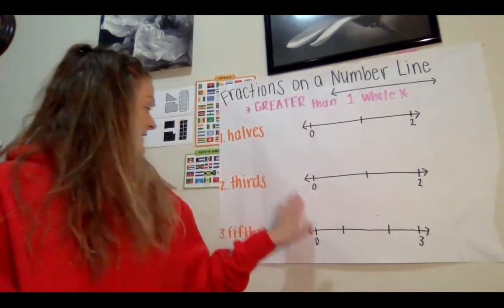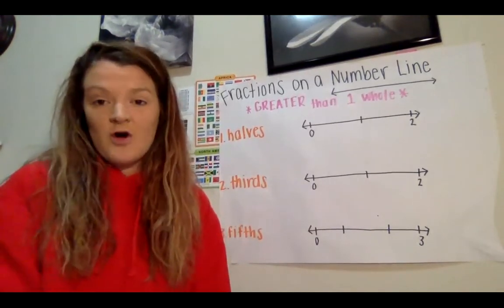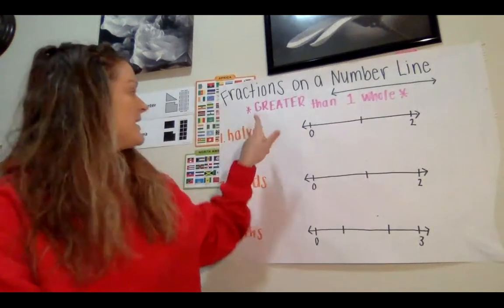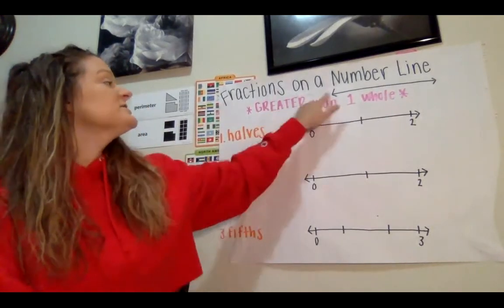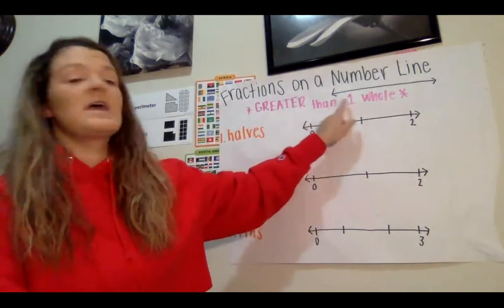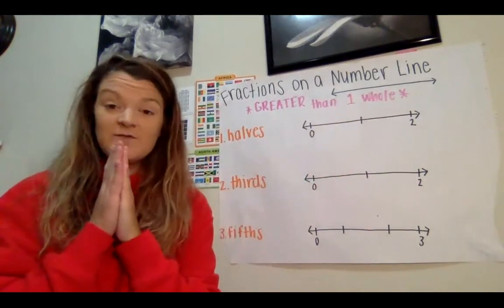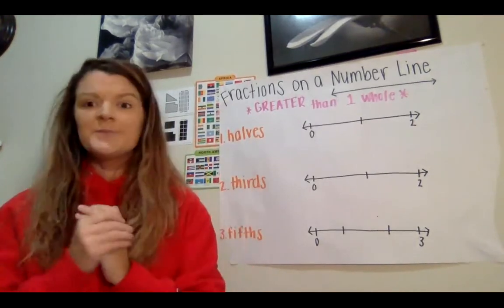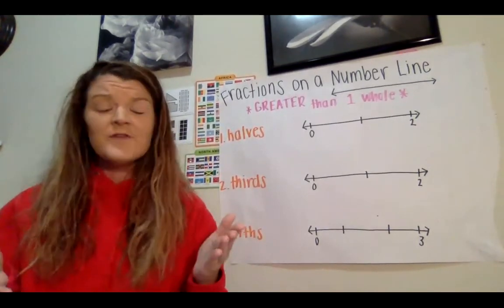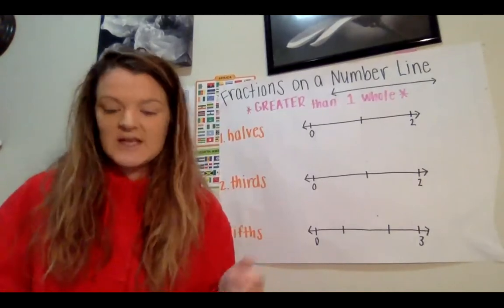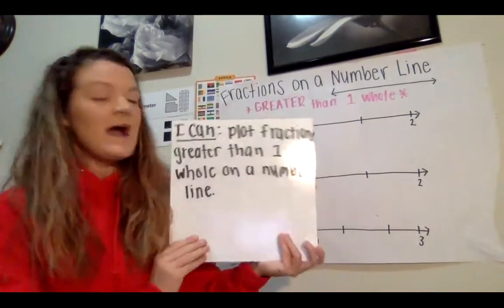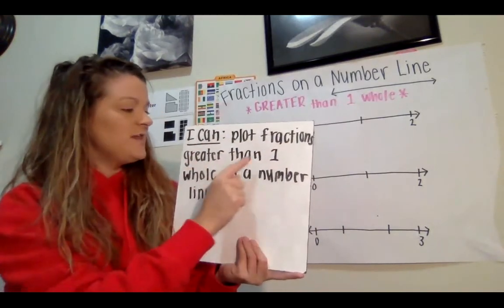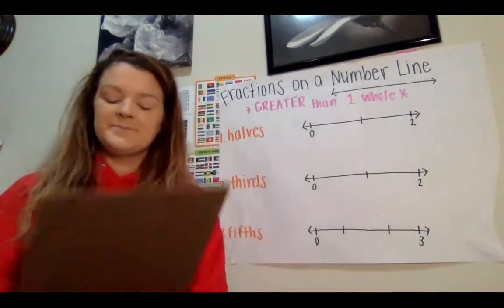Today, we are going to continue what we started yesterday about finding fractions and plotting fractions on the number line, but we're going to kick it up a little bit, and we're going to be focusing on fractions on a number line that are greater than one whole. So not just doing fractions from 0 to 1, but maybe a number line goes from 0 to 2 or 1 to 3. And figuring out how do we find those fractions. So with that being said, our I can statement for today: I can plot fractions greater than one whole on a number line.